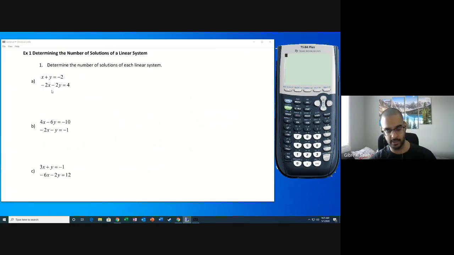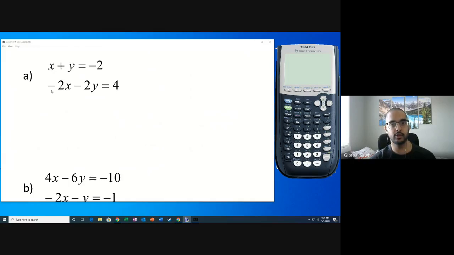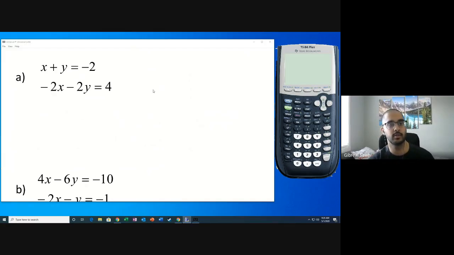Now in a question like this, really what you're trying to compare is the slope. Okay, so if you know the slopes are different, you've got one answer. If they are the same, you could have no answers. If the y-intercepts are also the same, that means you've got an infinite number of answers. So let's go put this in a form we can see a slope in. So slope-intercept form is going to be your friend. So if I change this first one over, subtract x from both sides, this will say that y equals negative x minus 2. So I've got a slope of negative 1, y-intercept of negative 2.